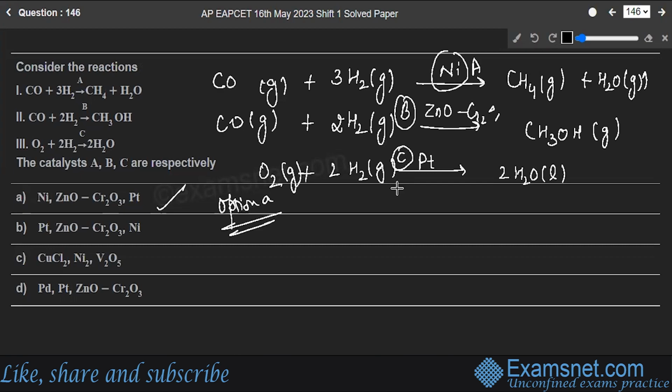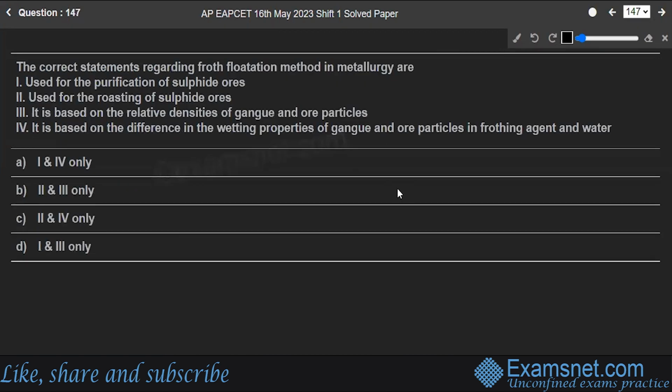Hope you understood this. Let's move to the next question, 147. The correct statements regarding the froth flotation method in metallurgy. It is used for the purification of the sulfide ores. That's correct. This method is based on the differences in the wetting properties of gangue and ore particles. The first statement is correct.